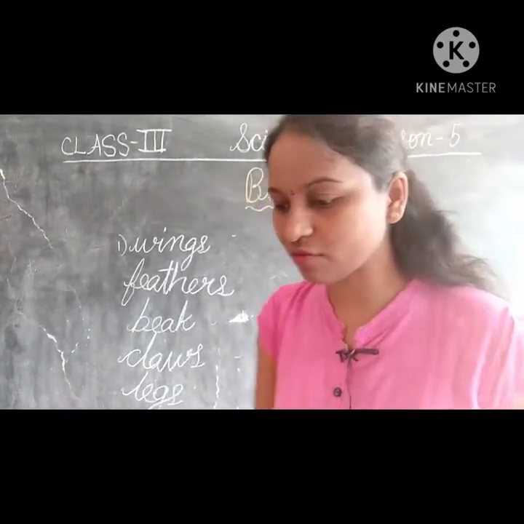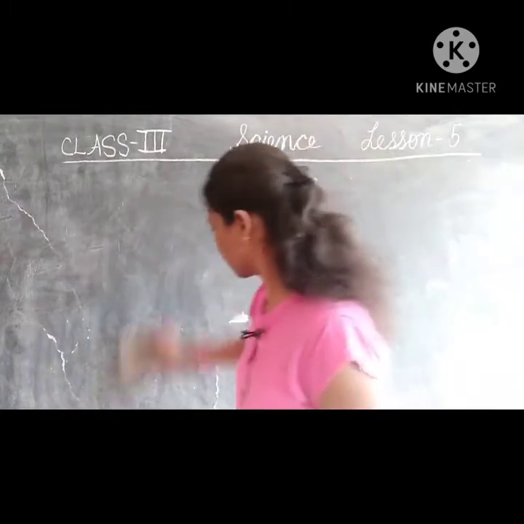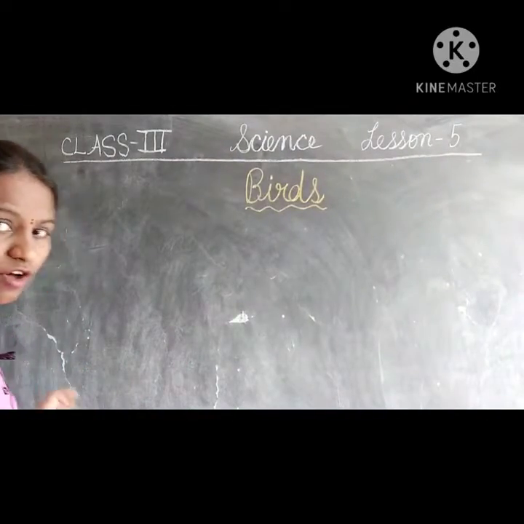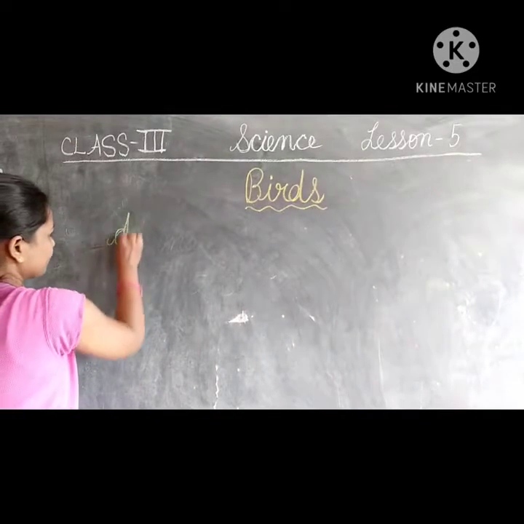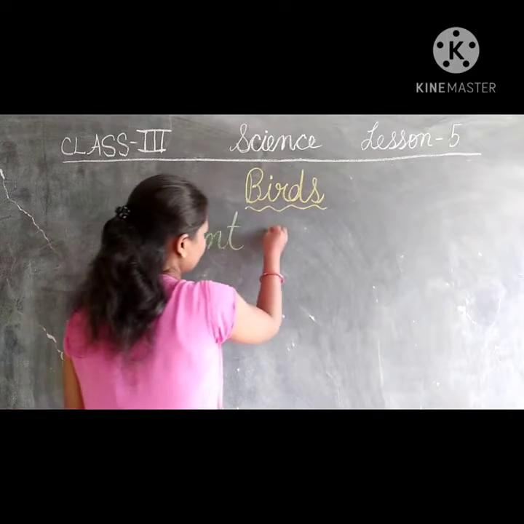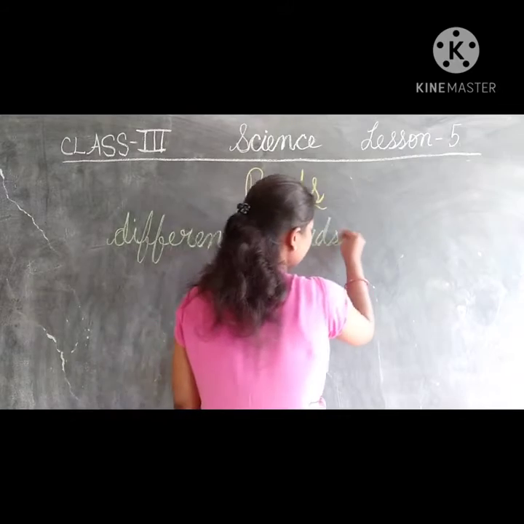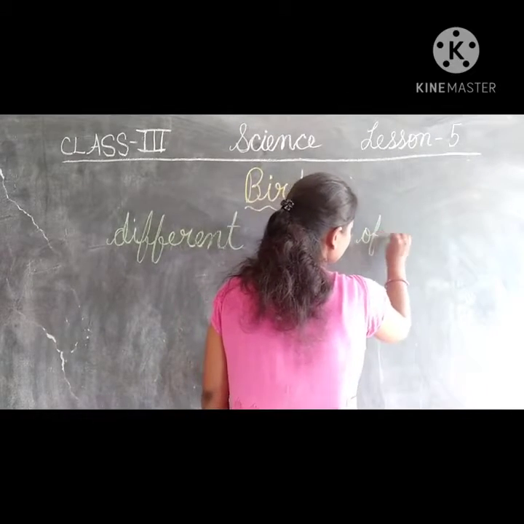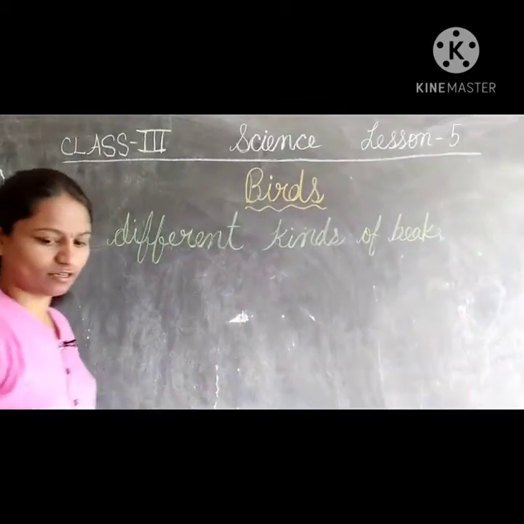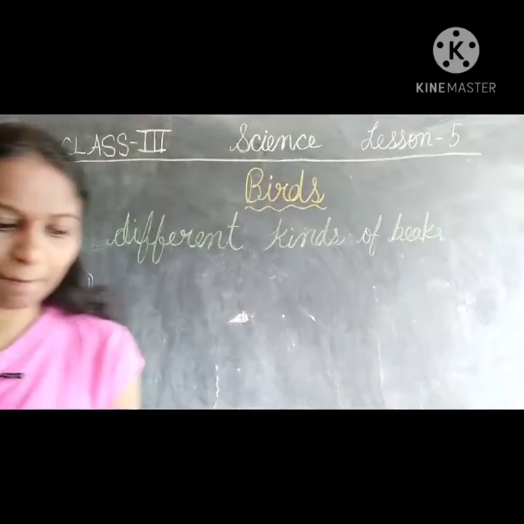Okay, now different kinds of beaks. First one we are going to learn, children, different kinds of beaks. This is a lengthy chapter children, so it will take some time. So what is the first one children? Which type? First one is strong, sharp and hooked beak.